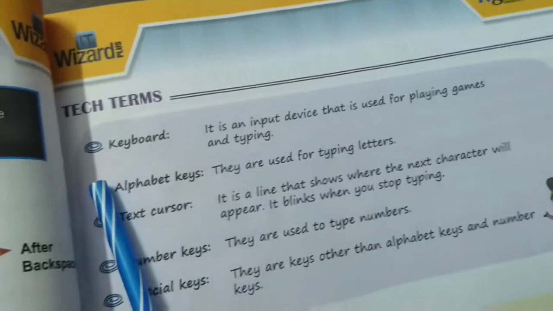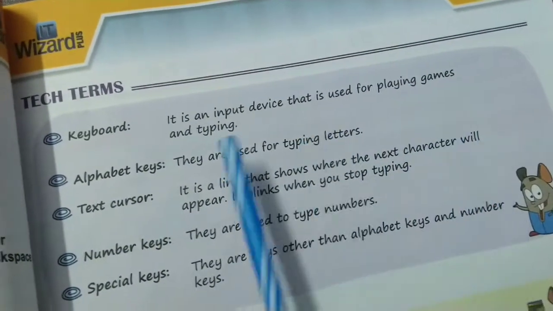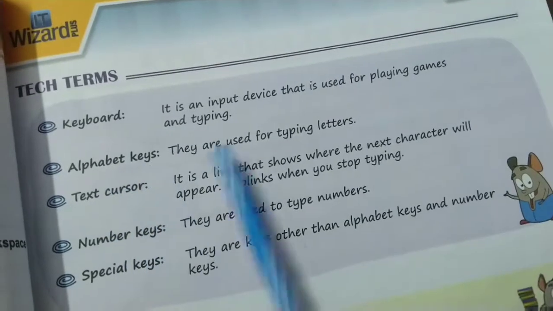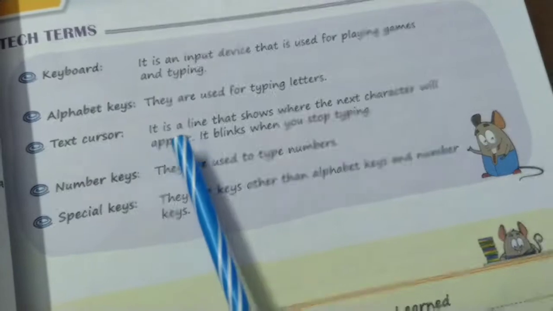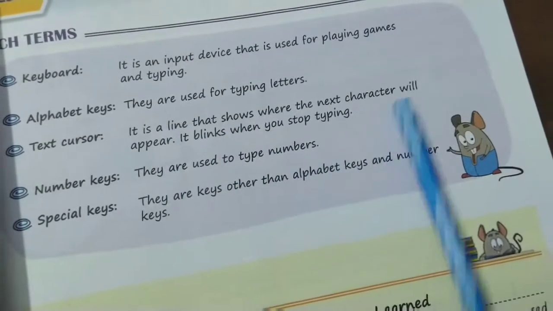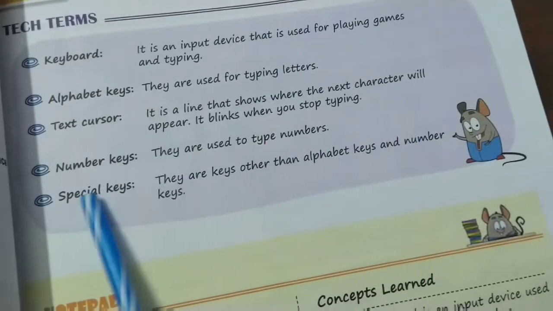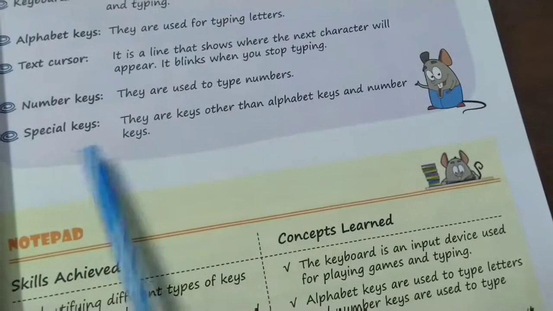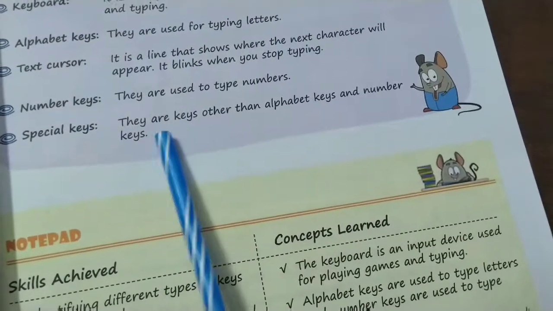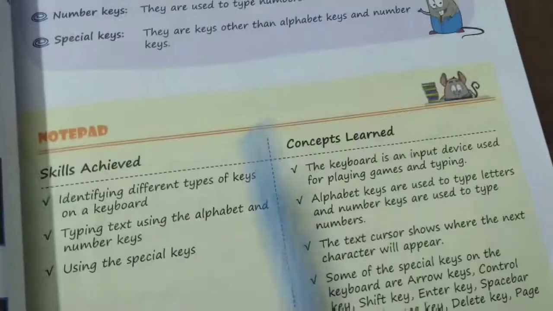Tech terms. Keyboard: it is an important device that is used for playing games and typing. Alphabet keys: these are used for typing letters. Text cursor: it is a line that shows where the next character will appear. It blinks when you stop typing. Number keys: they are used to type numbers. Special keys: these are the keys other than alphabets and number keys.